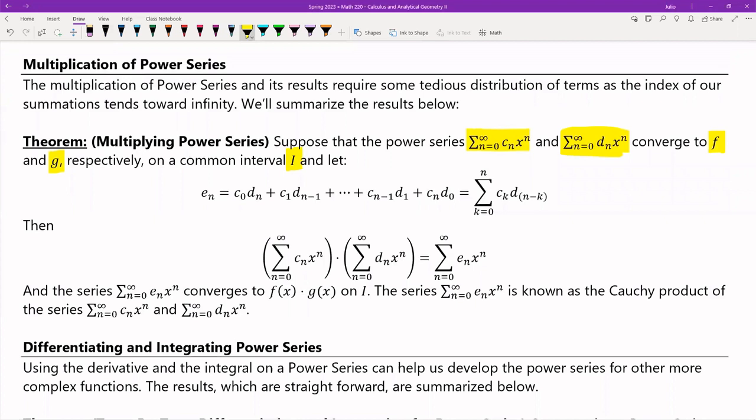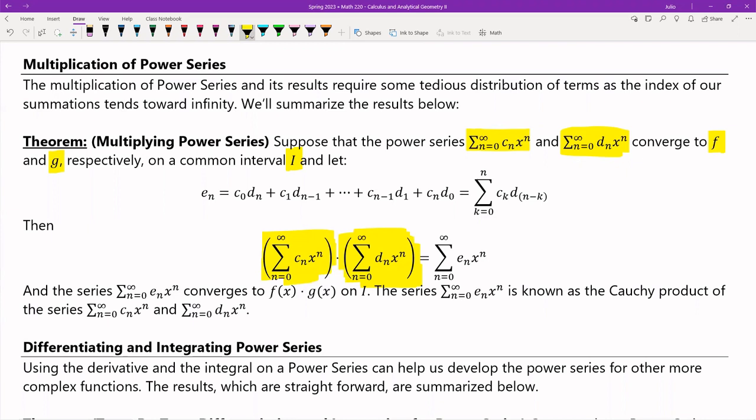When you multiply the two, it's a bunch of repeated foiling. If you remember foiling: first, outer, inner, last. Each one of these is going to be c0, c1 x to the 1, c2 x to the 2, c3 x to the 3, and the other one is going to be d0 plus d1 x to the 1 plus d2 x to the 2 plus d3 x to the 3, and so on. Then you're going to have to multiply them. That's just like repeated foiling.